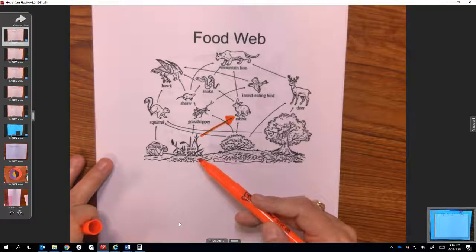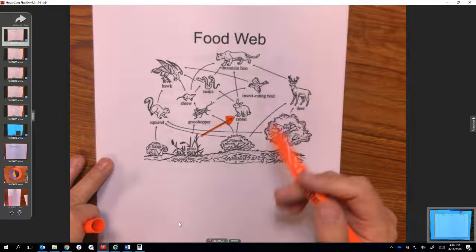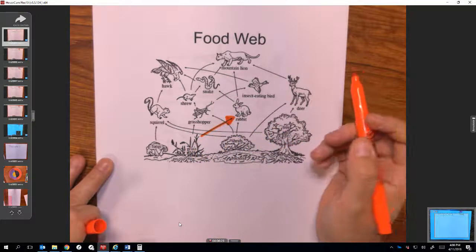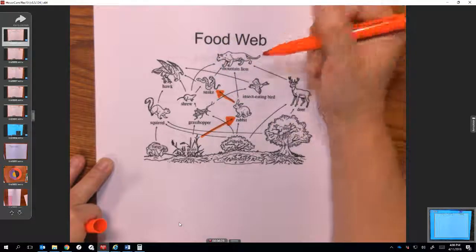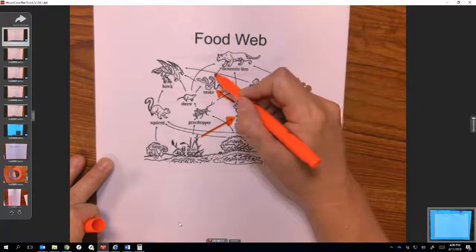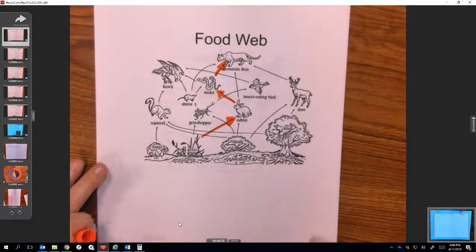So the energy the grass makes from photosynthesis goes to the rabbit, and then maybe the rabbit is eaten by the snake, so the energy from the rabbit goes to the snake, and the snake goes to the mountain lion. Well, what I just did was I pulled out a food chain from this food web. So a food web is a group of multiple food chains.